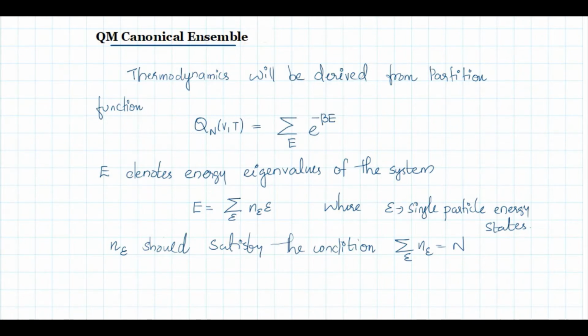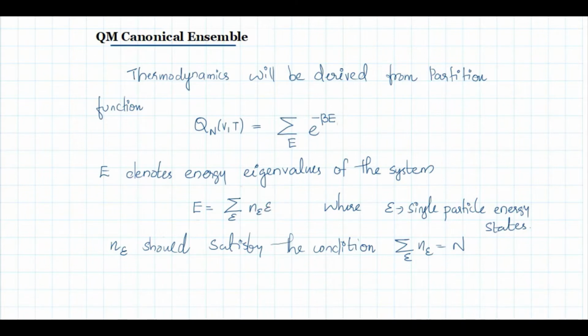Okay. So the thermodynamics will be derived from the partition function in the case of canonical ensemble. The partition function is defined as Q_N(V,T). This represents the N-particle partition function, and that is given by the sum over all energy eigenvalues e raised to minus beta E. Here E denotes the energy eigenvalues of the system of N particles. Now we can define E in terms of the single particle energy states, and it is given by E is equal to sum over epsilon n_epsilon into epsilon.